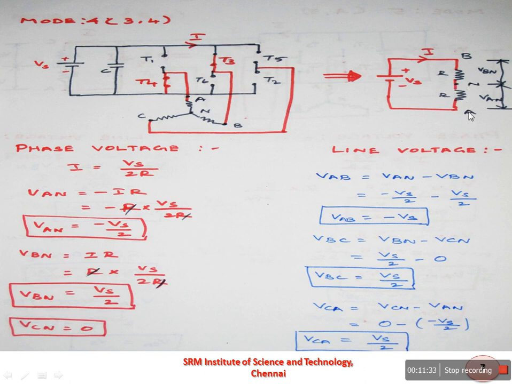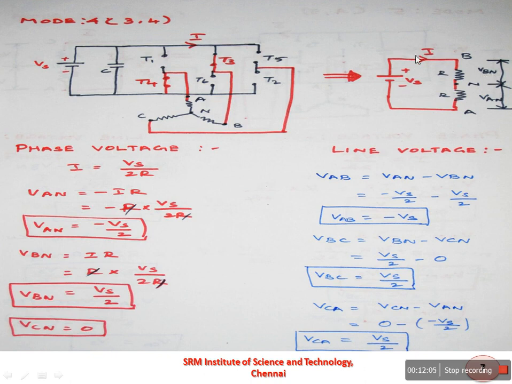Here the phase voltage of VCN is equal to 0. So we can find the phase voltage of VAN. VAN is equal to minus I into R, because the A phase has been connected to the negative of the supply input. So you can substitute this I value here as Vs by 2R. The R will cancel each other and you get VAN is equal to minus Vs by 2.